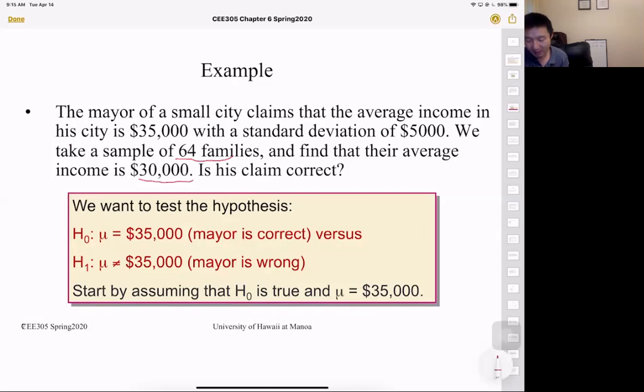So we need to set up a hypothesis. The null hypothesis H0 is set up as if the mean value mu, which is the average income of the city, is actually $35,000, which means the mayor's claim is correct. Then H1, the alternative hypothesis, will be the opposite: the mean value is not equal to $35,000, or the mayor is wrong. So let's start by assuming H0 is true, so the mean of the population will be $35,000.